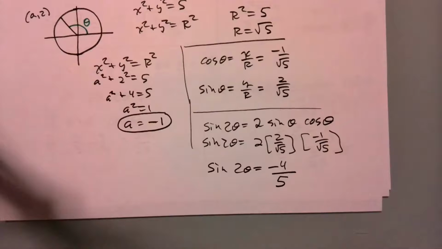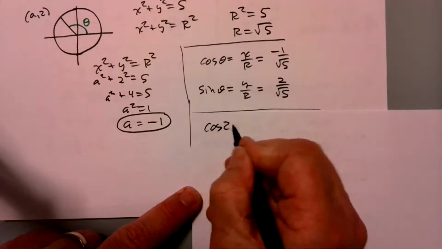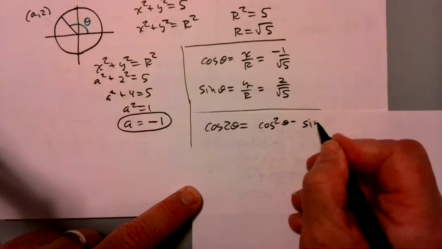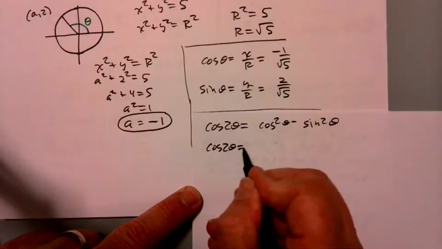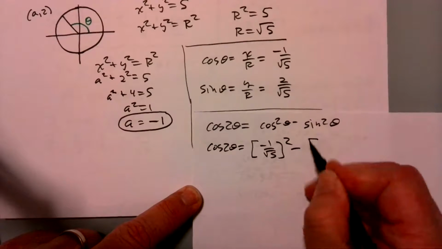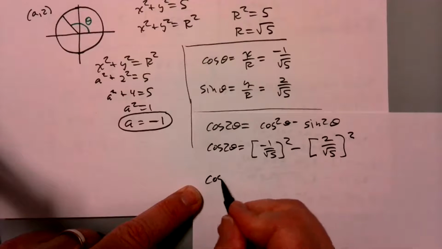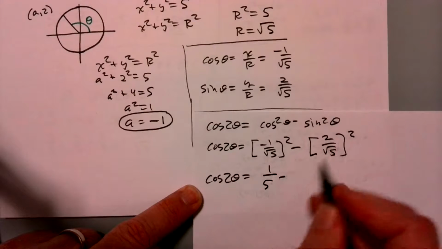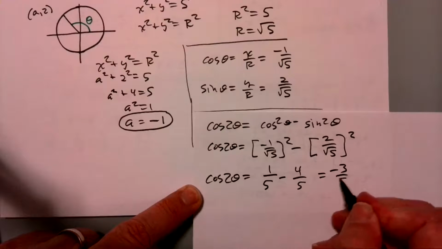How about cos of 2 theta? Let's take a look at that. Cos of 2 theta is cos squared theta minus sine squared theta. So cos of 2 theta is what? Cos squared: -1 over root 5 squared minus 2 over root 5 squared. -1 squared is positive 1. Root 5 squared is 5. 2 squared is 4. Root 5 squared is 5. 1/5 minus 4/5 is -3/5.